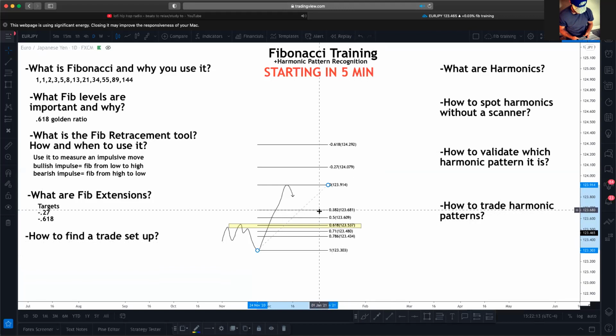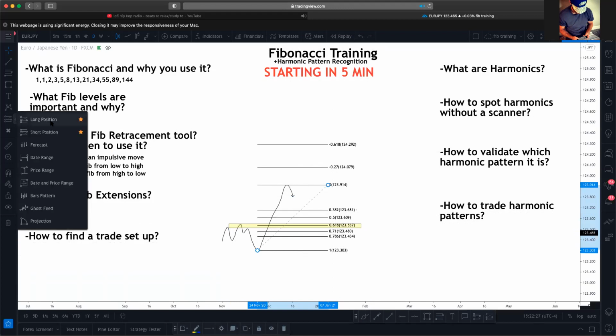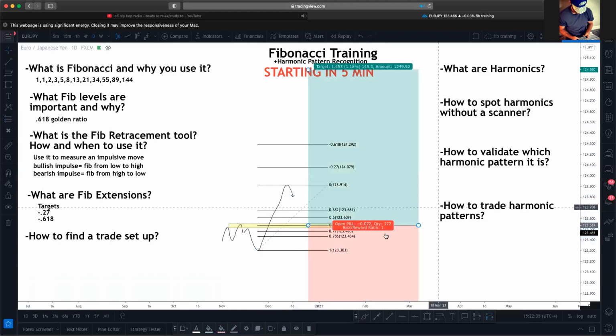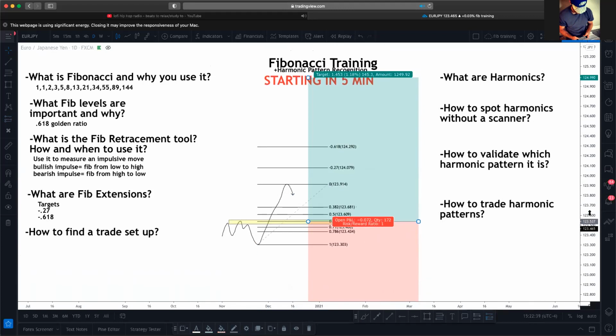You can play these levels, but what I would do is I would wait for structure to line up with the Fibonacci level and use that level. So in this case, it would be the 61.8 lining up really well. What I do, I put limit orders at that fib level because a lot of times it's just a wick. And I wait for price to come down here.